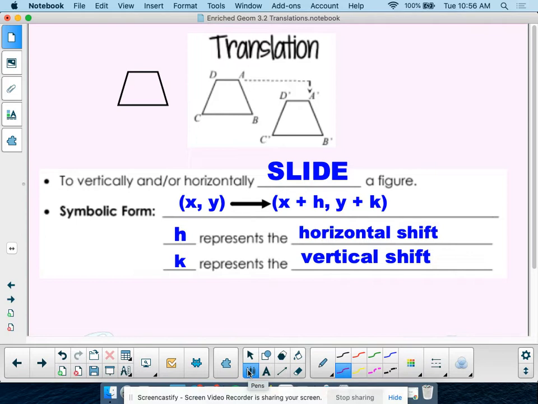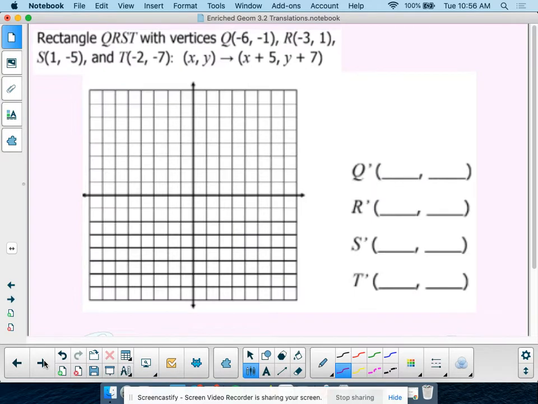Are we okay, folks? Okay. So we're gonna start with rectangle QRST. Everyone, let's take a minute and plot those 4 points, and then we can talk about how we're gonna move it. So start with your pre-image QRST. Make sure you label it. Makes your life easier if you know what you're talking about.